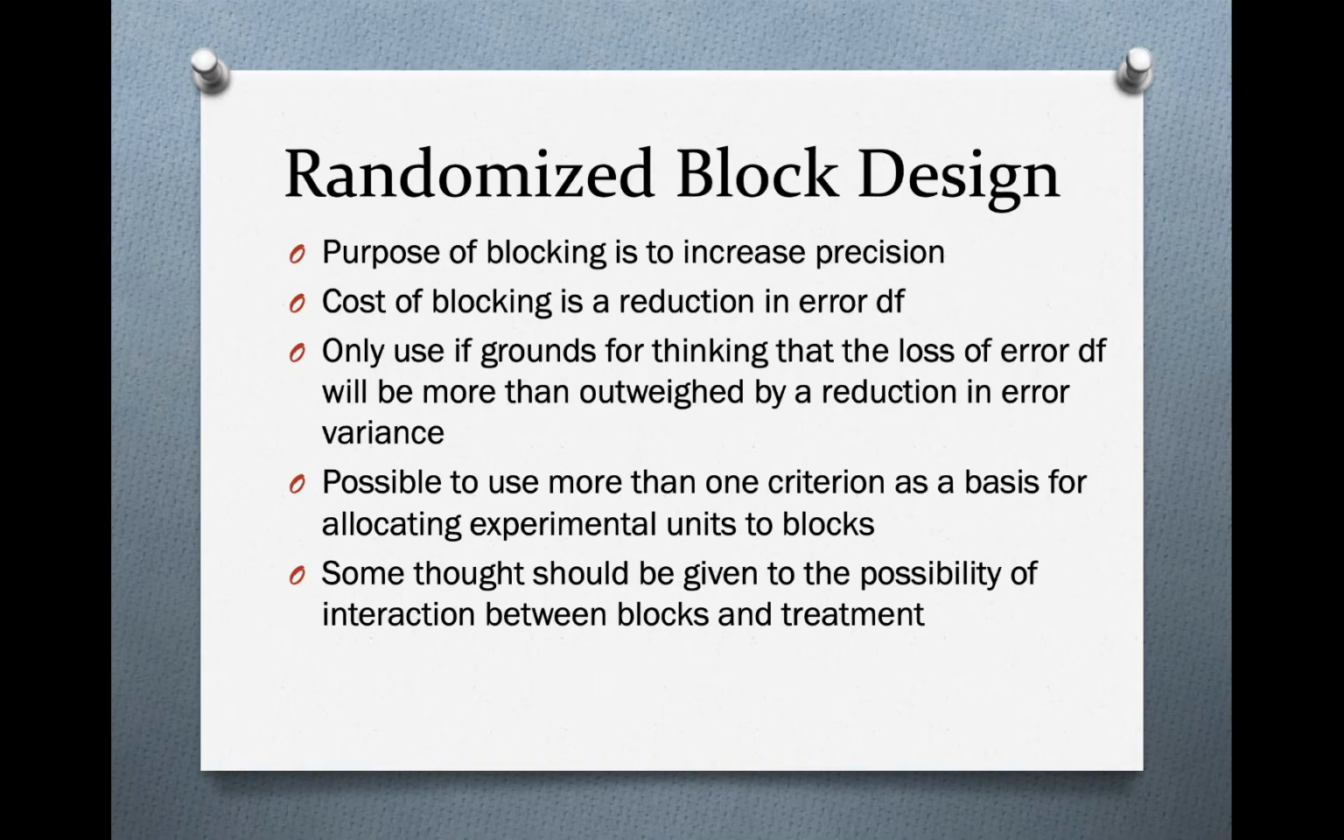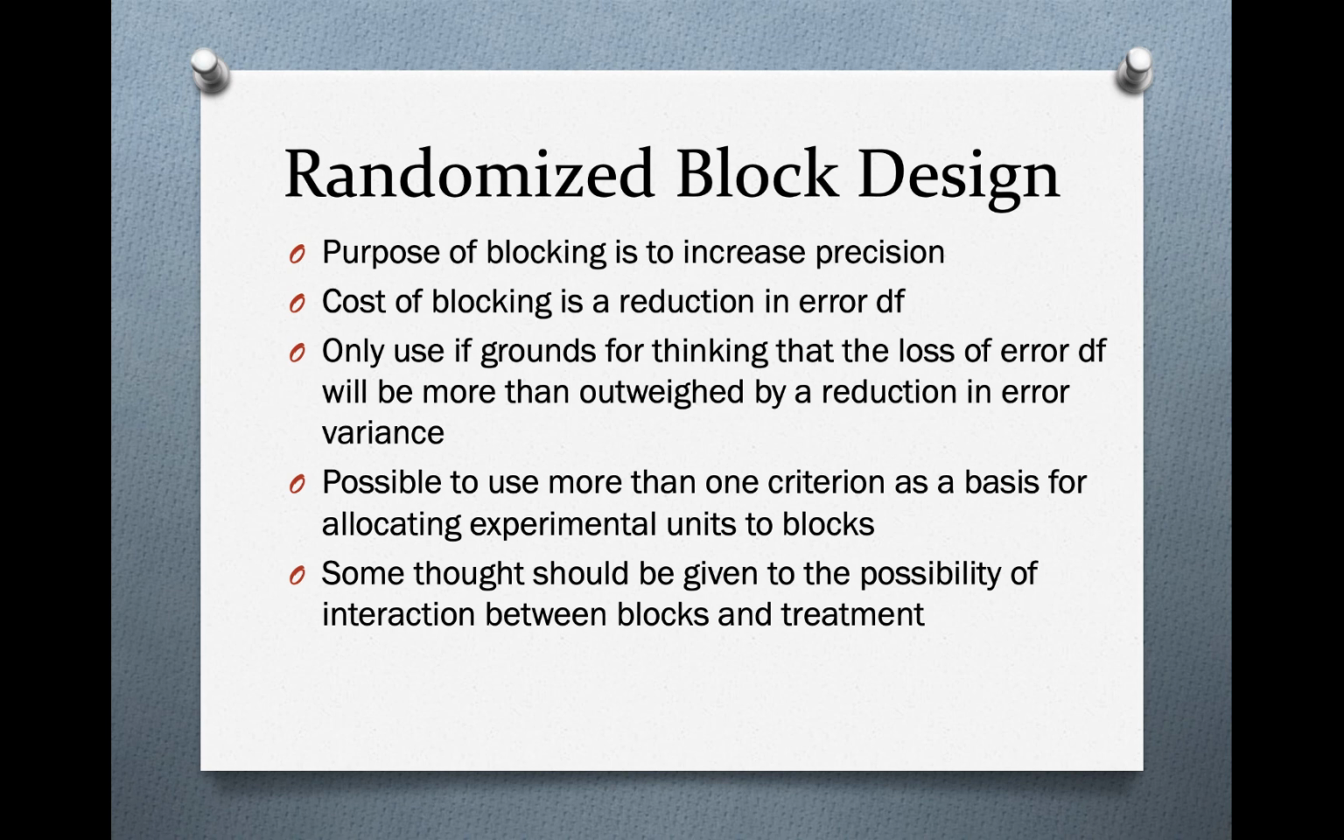Right, so a randomized block design, its purpose is to block to increase precision. The cost of using a block in the statistical design is that we will reduce the degrees of freedom of error by 1. So we only use a randomized block design when we think that the loss of a degree of freedom of error will be outweighed by a reduction in the error variance. So it's a trade-off value.